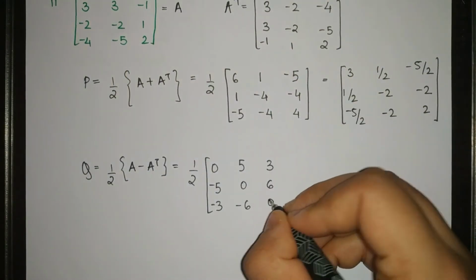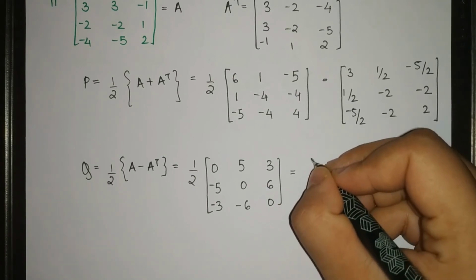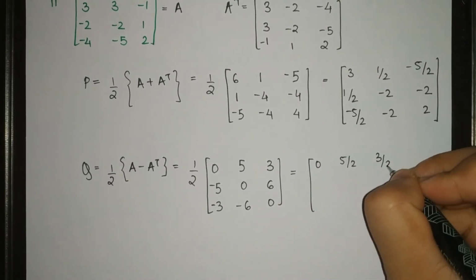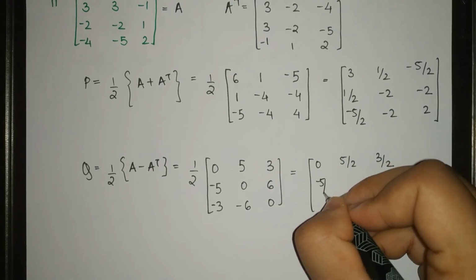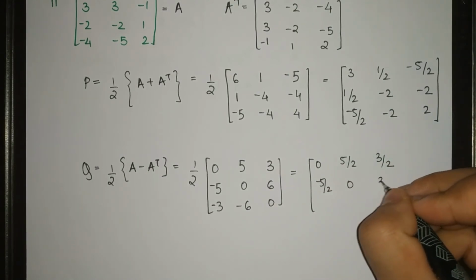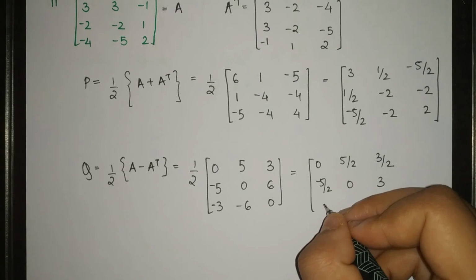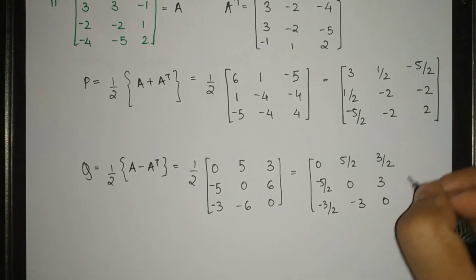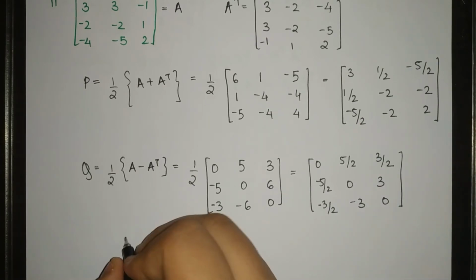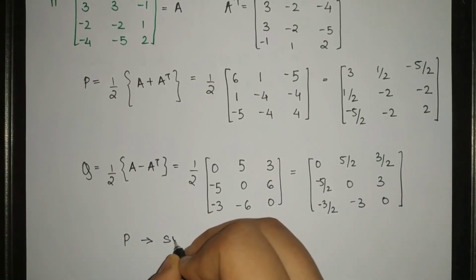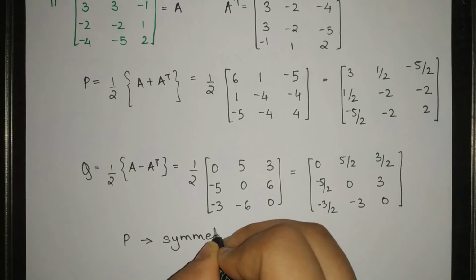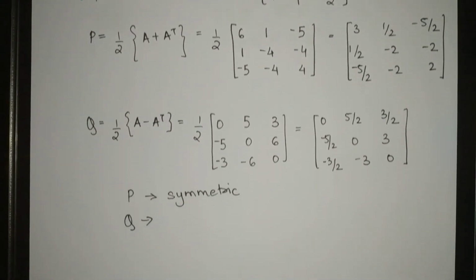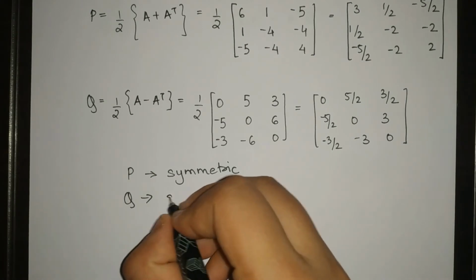minus 2 is 0. Okay, so this is equal to 0, 5/2, 3/2 and -5/2, 0, 3, then here we have -3/2, here we have -3 and 0. Okay, and we can say that P is the symmetric matrix and Q is the skew symmetric matrix and A is equal to P plus Q.